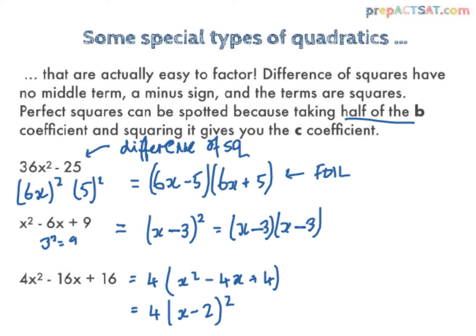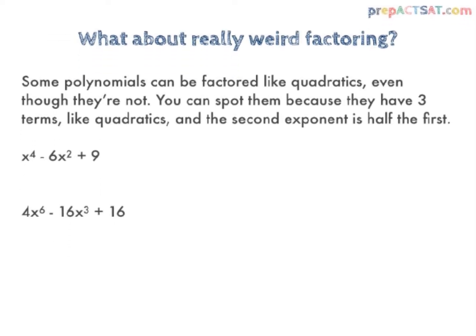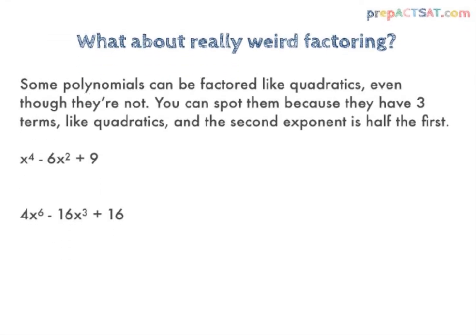Let's move on to really weird factoring. Okay, that's nice and descriptive. These are polynomials that have exponents higher than 2. They are quadratics in disguise, at least when it comes to factoring them. Quadratics specifically have the highest exponent as 2, but this can be factored like a quadratic. We can spot them because they have 3 terms, like quadratics, and the second exponent is half the first. So we've got 4, 2, and then just a number term.